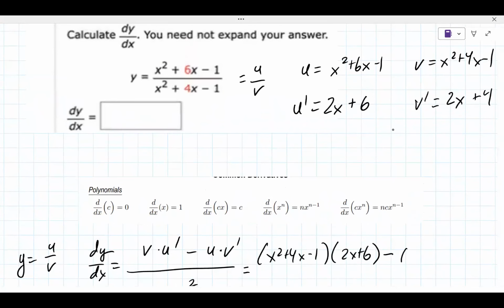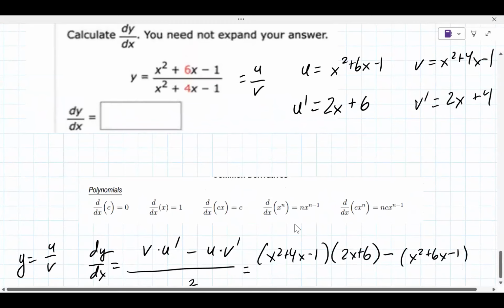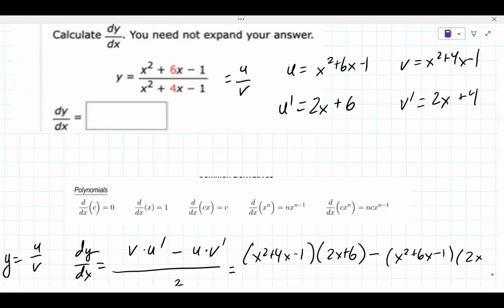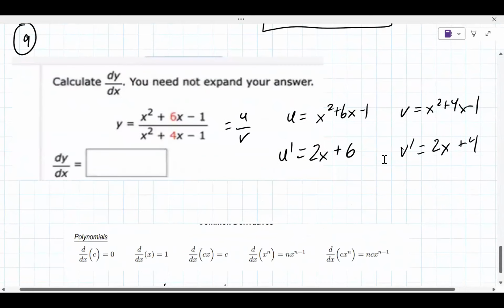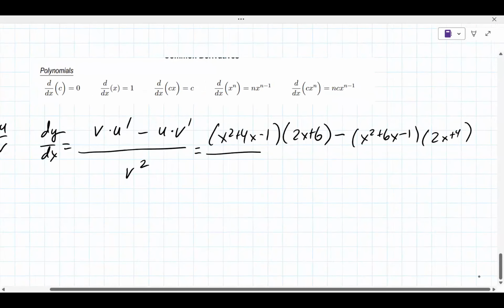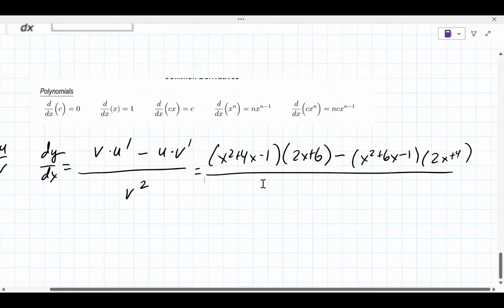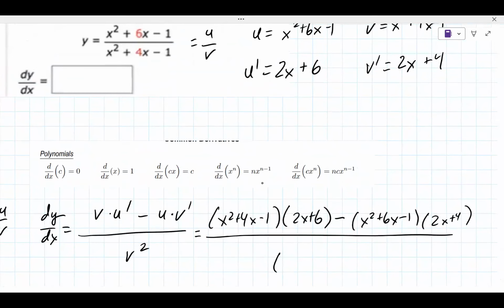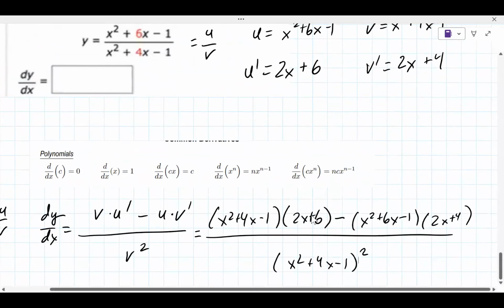Minus u, which is x squared plus 6x minus 1. And then the v prime is 2x plus 4. You can see why you don't want to simplify this. Sorry, 2x. I'm having an issue with my stylus, which I can't resolve without a restart. That's why this keeps happening, but it becomes x squared plus 4x minus 1 squared. So you can enter all of this into WebAssign and it will take it without simplifying.